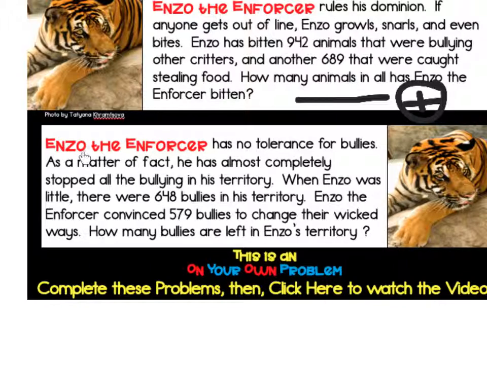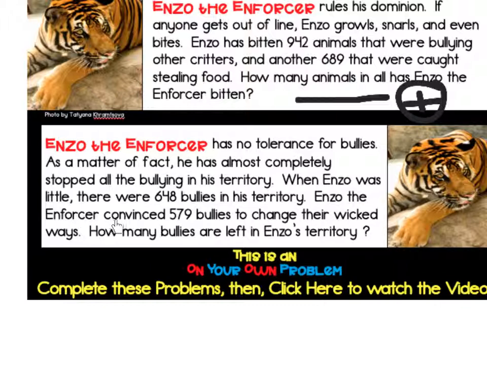And Enzo the Enforcer has no tolerance for bullies. Hey, we learned that up here because he bit over 1,000 animals. Wow. All right. As a matter of fact, he has almost completely stopped all the bullying in his territory. Good for you, Enzo. I'm very proud of that. Hey, when Enzo was little, there were 648 bullies in his territory. Wow, that's a lot of bullies.